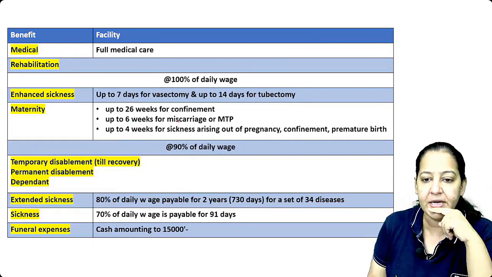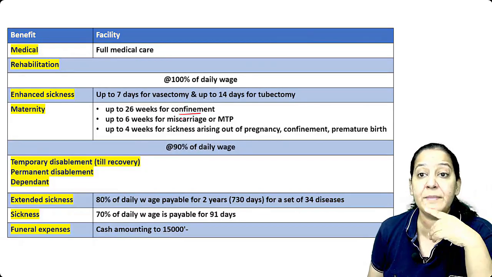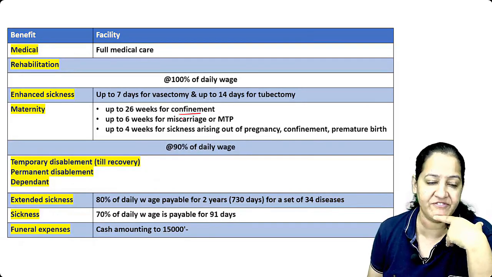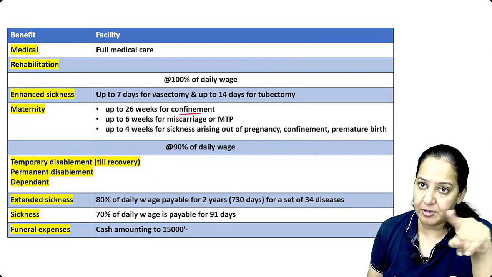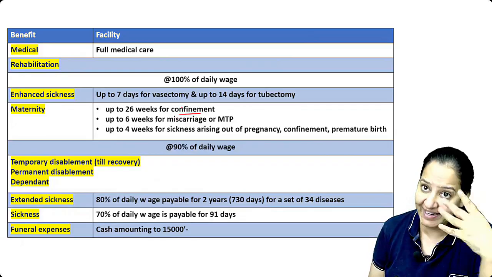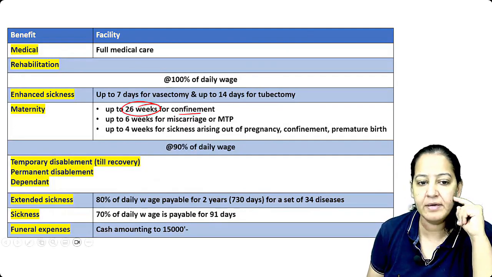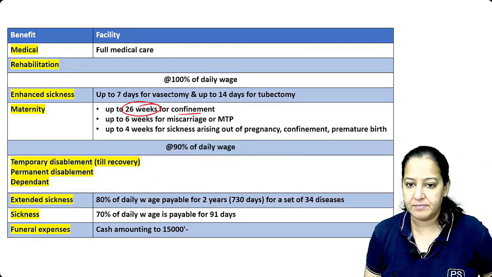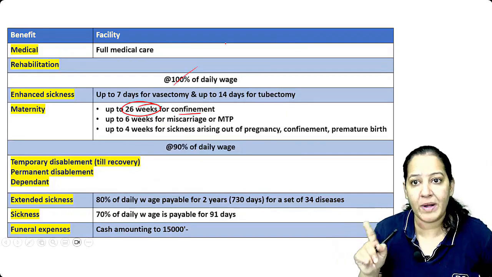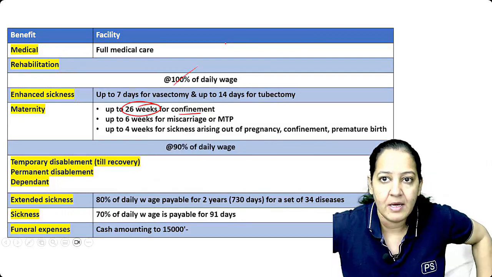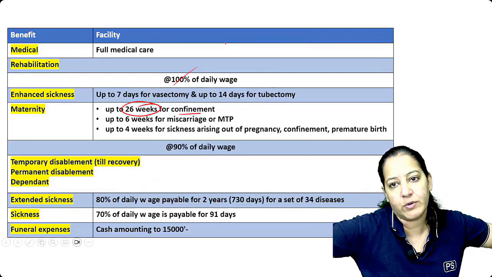Maternity benefit. You know what is confinement? Successful delivery. If there is a female working in my factory, I'm the owner, and she got pregnant, then throughout the pregnancy and after delivery, anytime she can take 26 weeks of leave, and that will be paid 100% wages. I will give 100% payment up to 26 weeks. You can calculate how many months. 26 weeks means how many months? 4 5 are 20, 4 6 are 24, nearly 6 months.